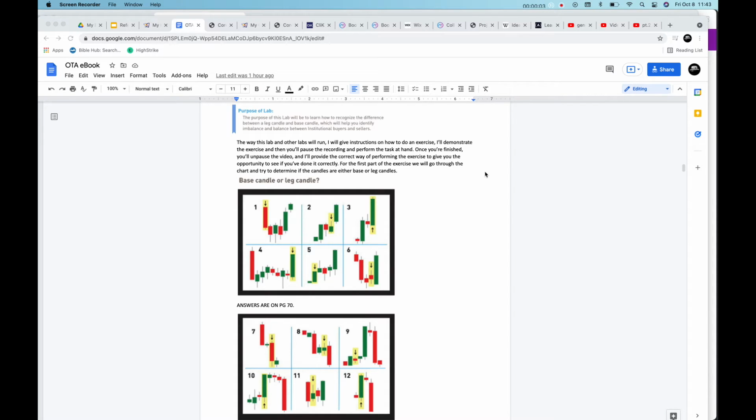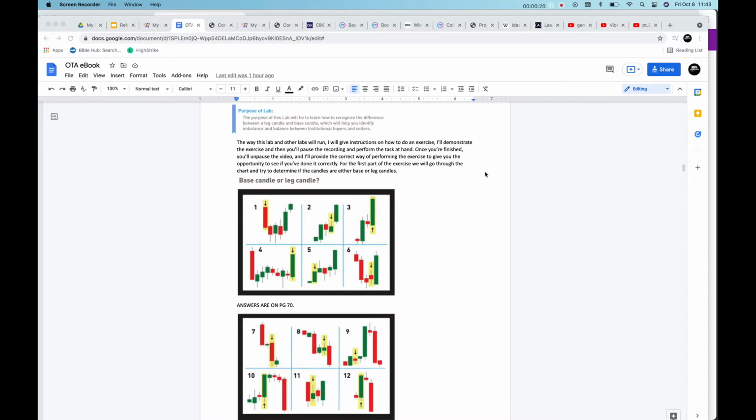Okay, the purpose of this lab will be to learn how to recognize the difference between a leg candle and a base candle. And this will help you identify imbalance and balance between institutional buyers and sellers.